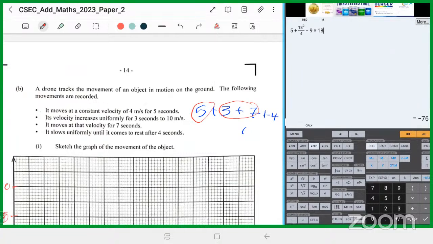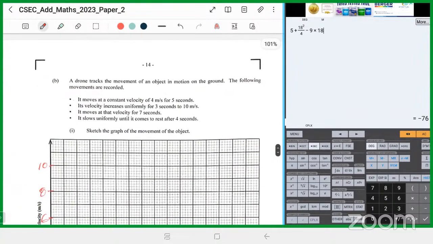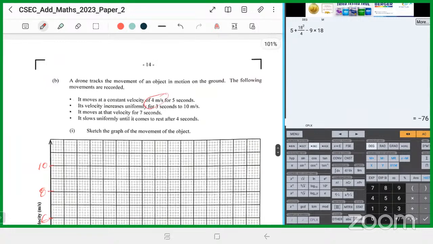We go for 3 more seconds to be 8. Then end up at 15, with 7 more seconds, then 4 more seconds. All right, let's circle it up here. So 4 meters per second for 5 seconds.